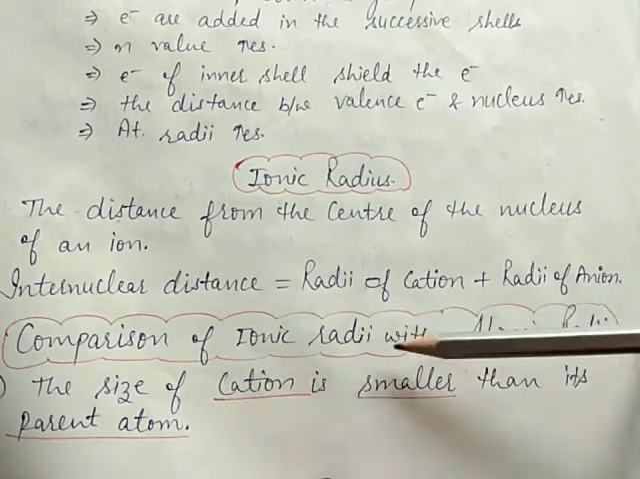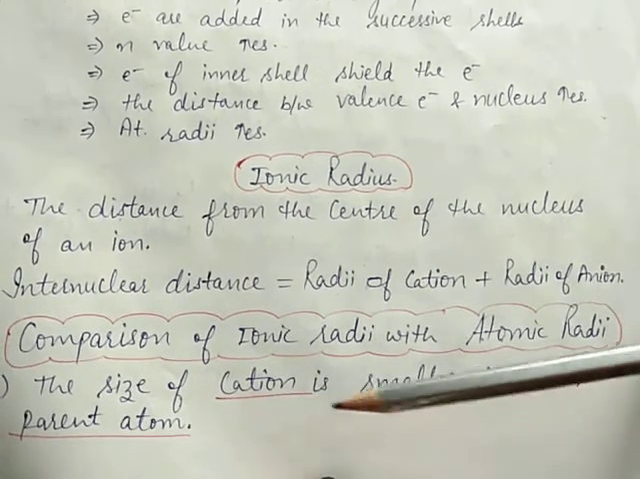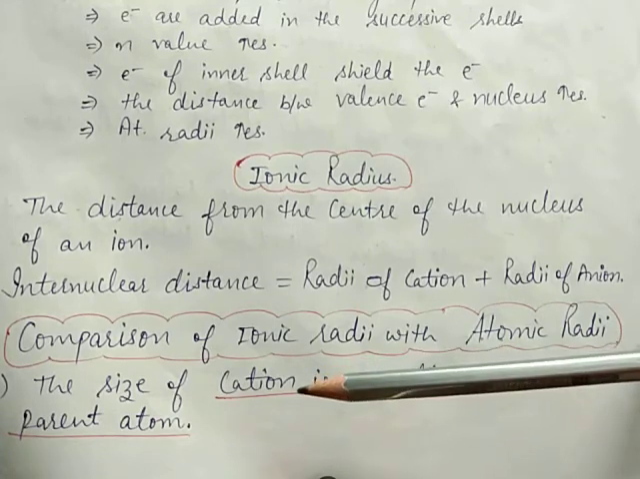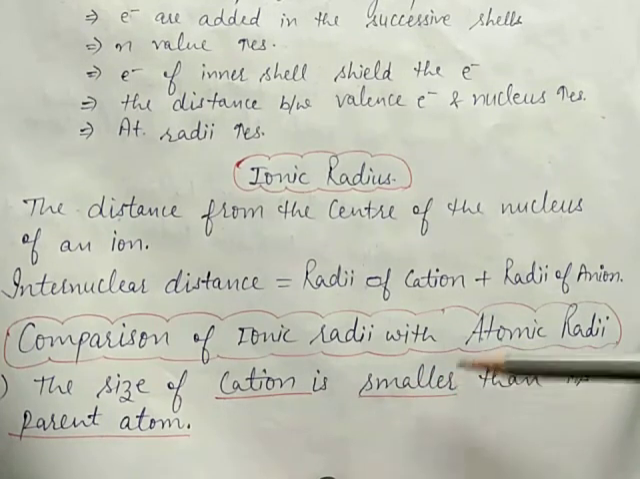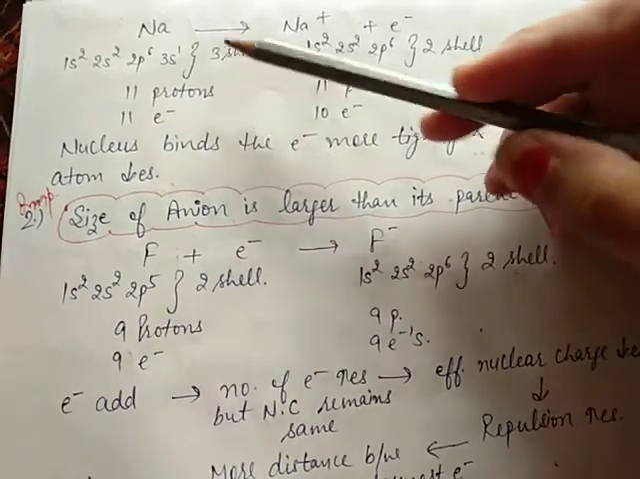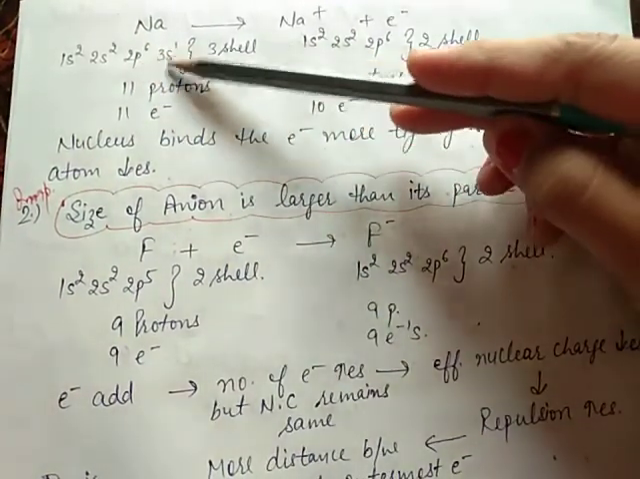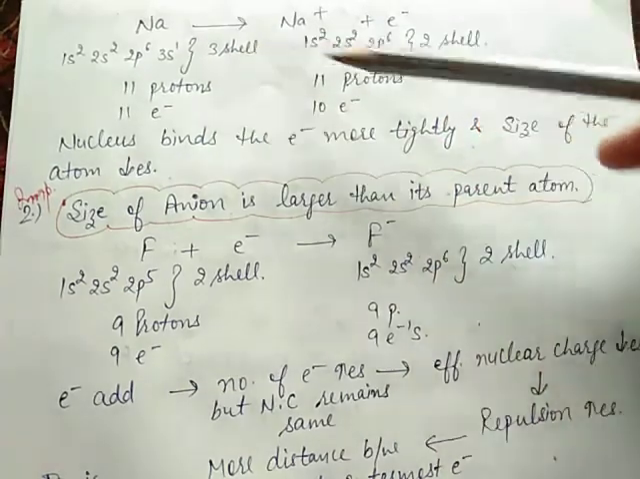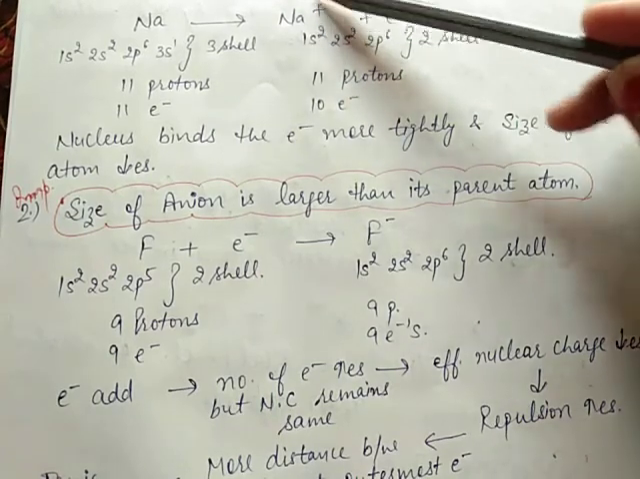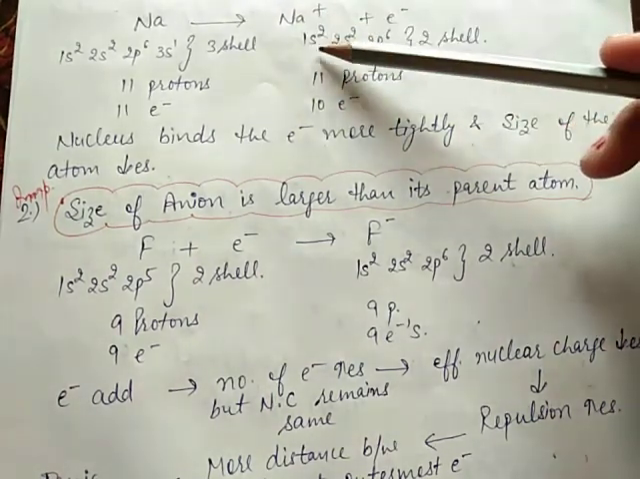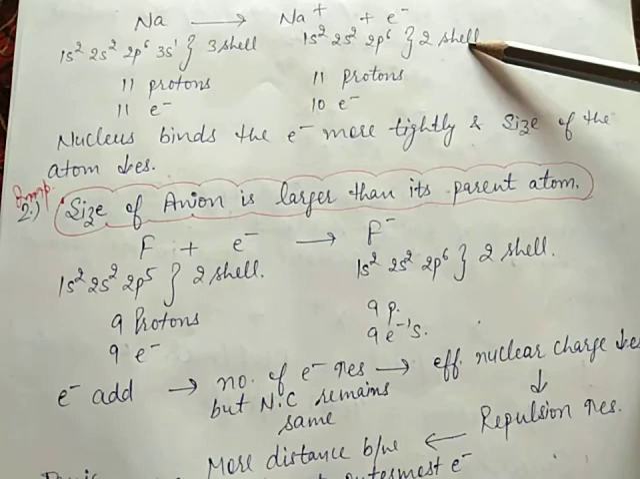Now the comparison of ionic radii with atomic radii. First, the size of a cation is always smaller than its parent atom. Parent atom means neutral atom. Here we take one example. This is the parent atom, sodium. Its configuration is 1s2, 2s2, 2p6, 3s1. Here 3 shells are present. After losing 1 electron, it forms a sodium plus ion, meaning this is a cation. Its configuration becomes 1s2, 2s2, 2p6, meaning 2 shells are present here.